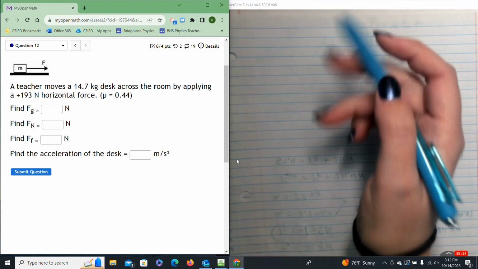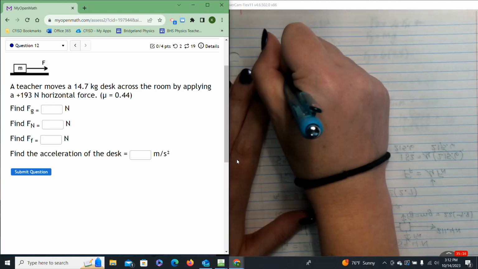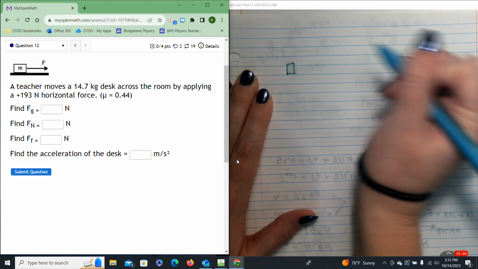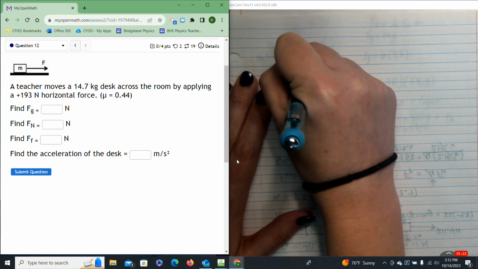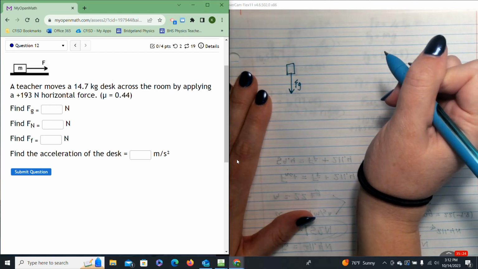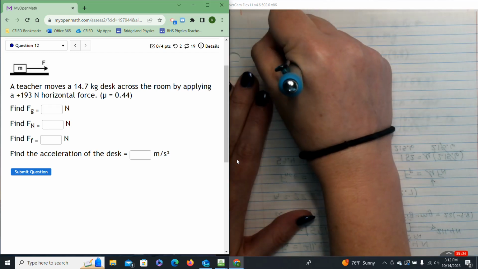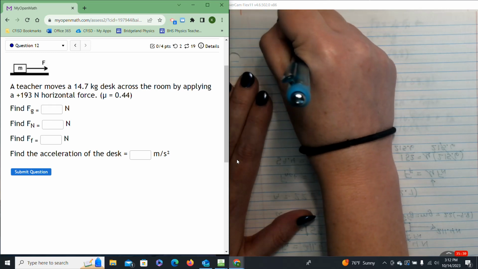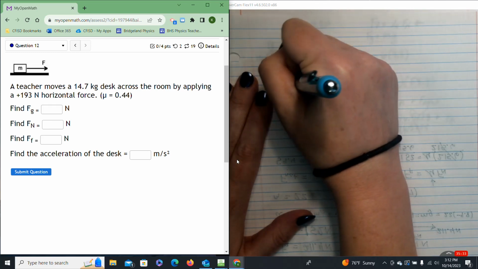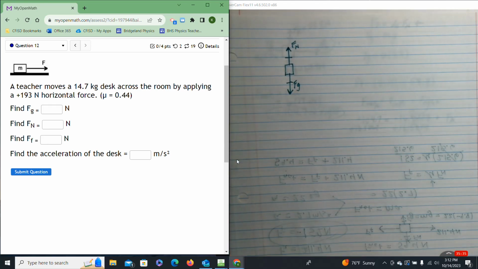Okay, so I know that, and I already have kind of a picture up there, but I know that I have the desk. I know that the force of gravity, always a good place to start, is acting on that desk. I know that that desk is just moving horizontally across the floor. There's no acceleration or anything like that, no net force in the vertical direction. So I know that Fn and Fg are equal and opposite.